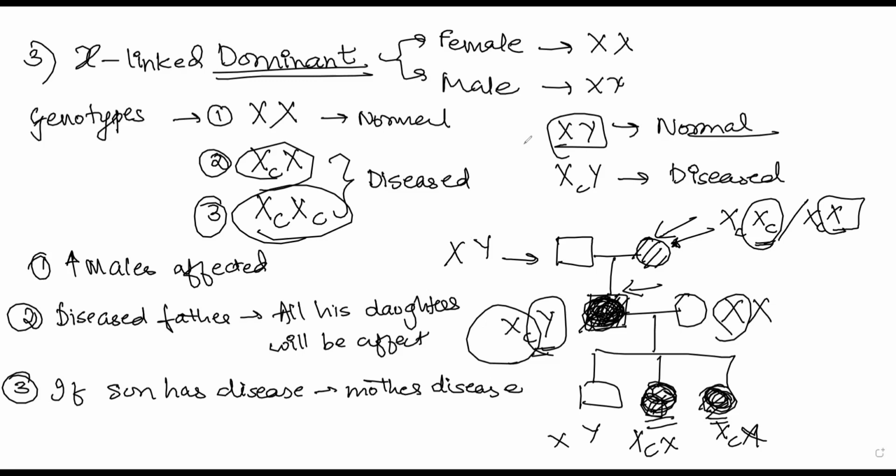Now, what is the example for this? Two diseases. One is vitamin D resistant rickets. This is one disease that follows this pattern. And the second one is called hypophosphatemia. These are the examples of diseases following this pattern. So, X-linked dominant.